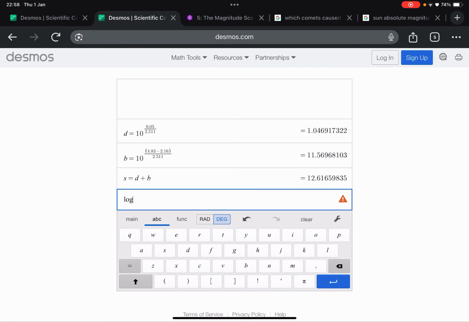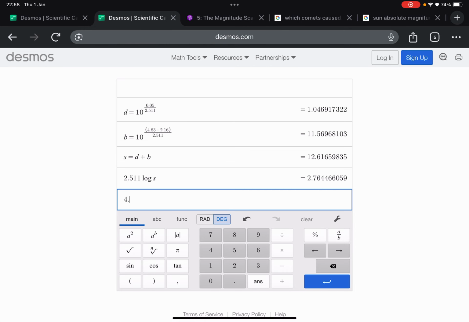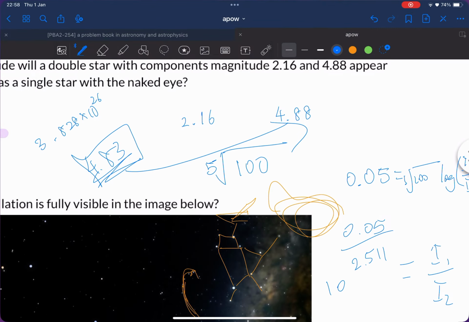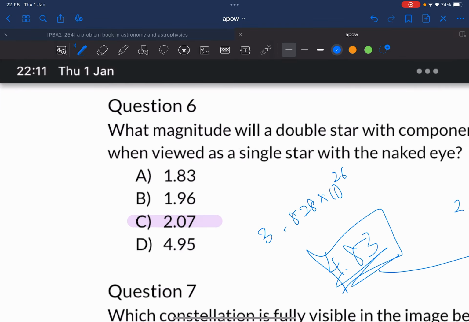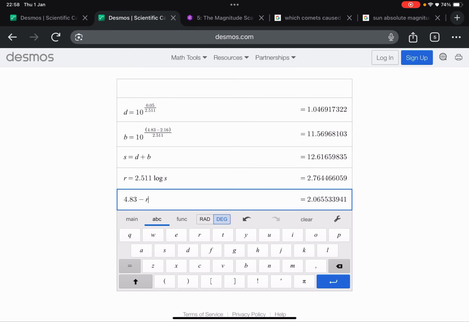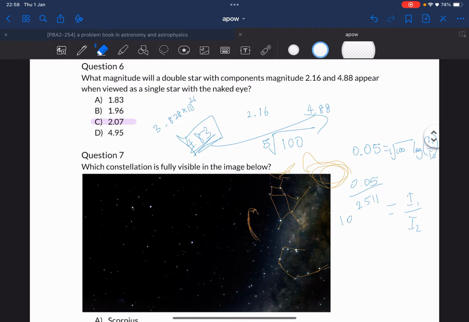So we take like what, log 12? Log S, like 1.1, you get like 2.511 log S equals to this much. Take 4.83 minus, this is the final resultant magnitude, then we should call it R. Minus r, and then you get 2.065, which is 2.07, which guess what, it's just c. There you go. Wait, let me check. Okay, the video's basically done. You can click out now, but in the meantime, let me just see if there's some better way to do this without going through so much brain damage.